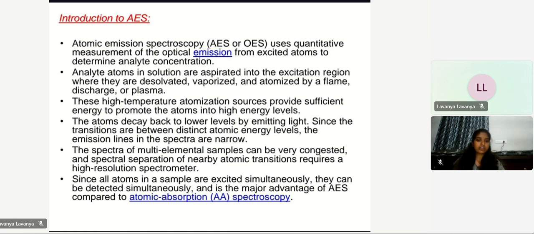So this kind of spectroscopy is done in a high level spectrometer. It needs higher energy and higher detector resolution. Since all the atoms in a sample are excited simultaneously, they can be detected simultaneously. And the major advantage of AES compared to atomic absorption spectroscopy is that here we cannot determine only one atom; we can determine many atoms at a single time.